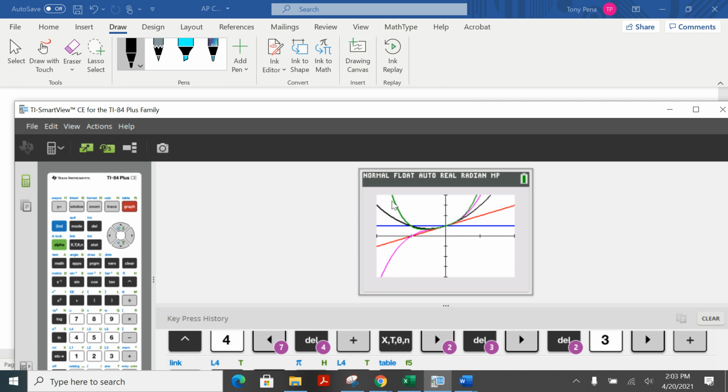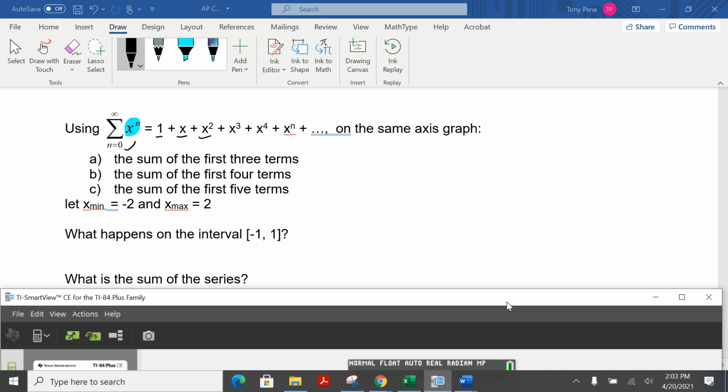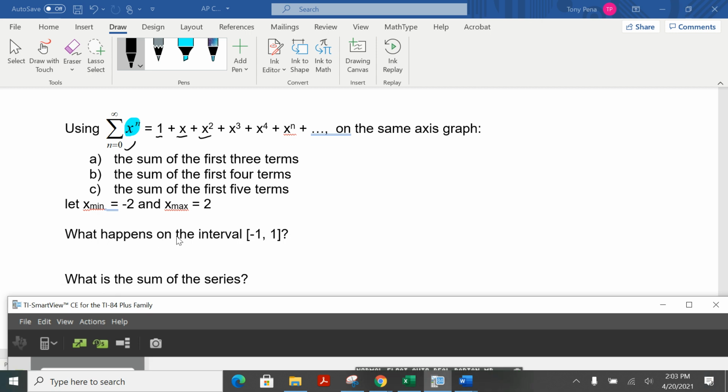That's the last one. So kind of look at what they're doing, because then I ask you a series of questions on all of these. First, notice how every single one of them goes through 0. So if we're centered at 0, wherever we're centered at, we're definitely going to cross that x value. So it says, what happens on the interval of negative 1 to 1?